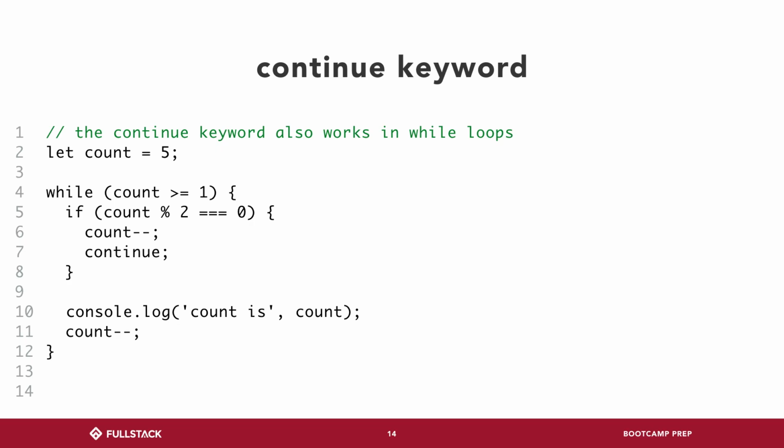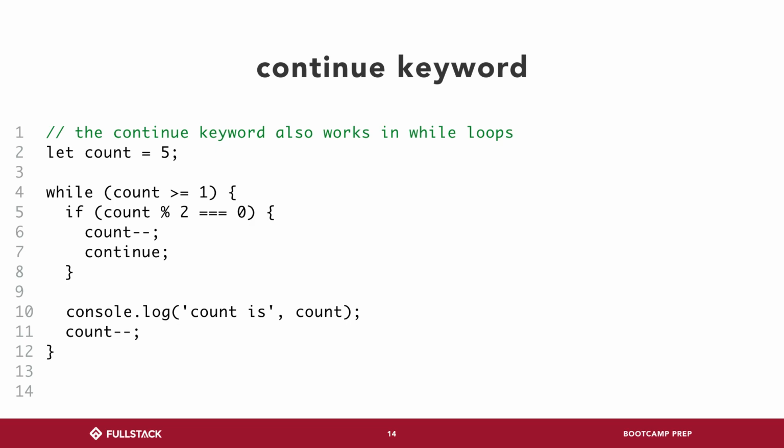So in this while loop, they're counting down from 5 to 1. And when they hit an even number, they want to continue to the next number. But unlike the for loop, where we had that nice little final expression that will be run every time, in the case that we have even numbers, we're not going to make it down here. We're not going to decrement the count.